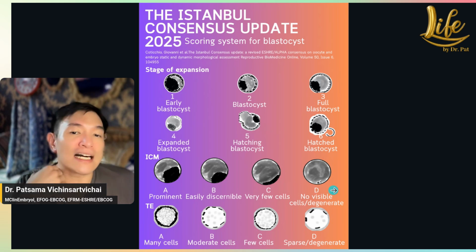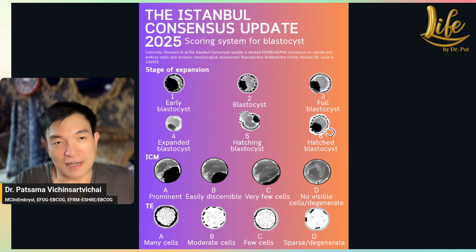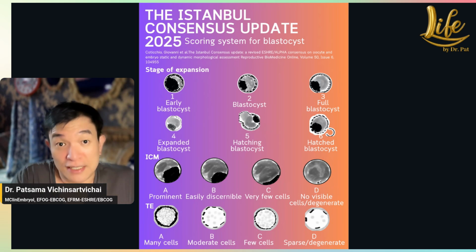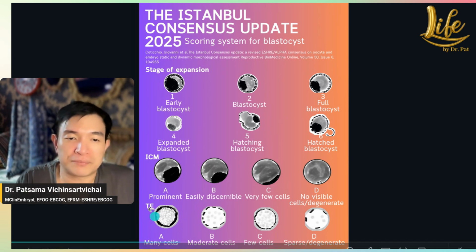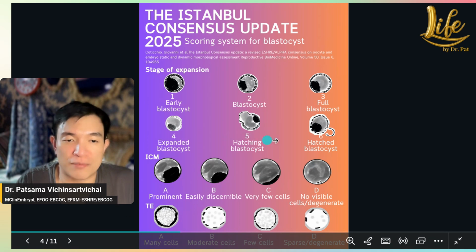But the D is a new one published in the Istanbul Consensus here. It means that there's no visible cell at all, or the cells look degenerated or dead. Okay, like I said, D for dead. And the last one is the trophectoderm, which will become the placenta.